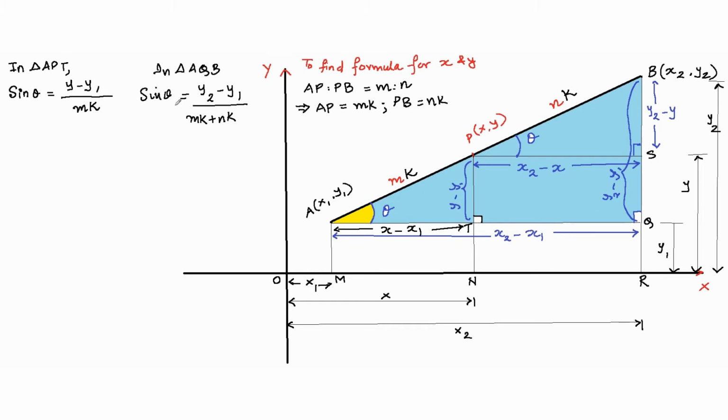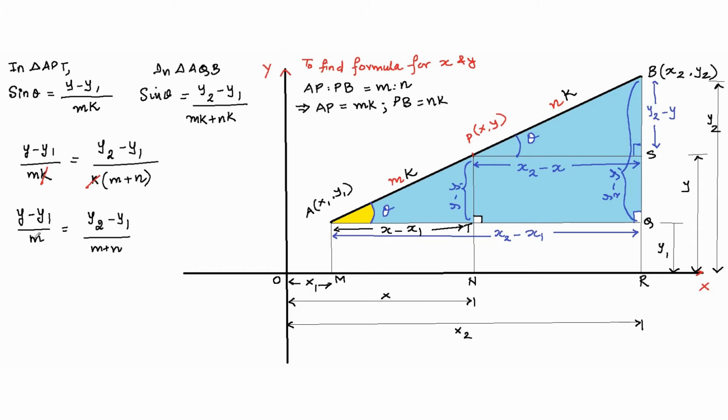Now if you notice, theta is the same in both the triangles. Therefore, I can say that (y minus y1) upon mk should be equal to (y2 minus y1) upon, taking k common in these two terms, k times (m plus n). Now the term k cancels from both sides and therefore I get (y minus y1) upon m is equal to (y2 minus y1) upon (m plus n).